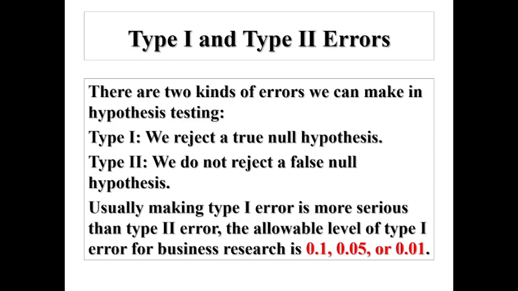So you can use 10% or 5% or 1%. Usually when you see the examples, they always show 5%, but it really doesn't mean you have to use 5%. In business research, lower than 10% is allowable. Okay? All right? So the second step is to set the significance level. Okay? Then the critical t-value. Let me explain this one.